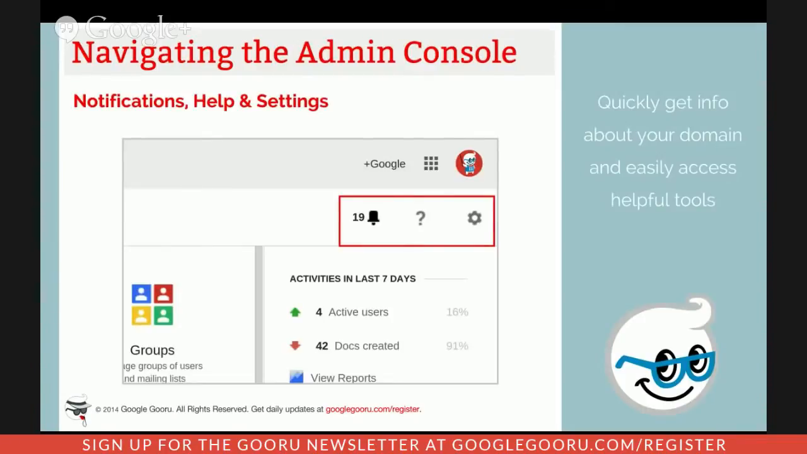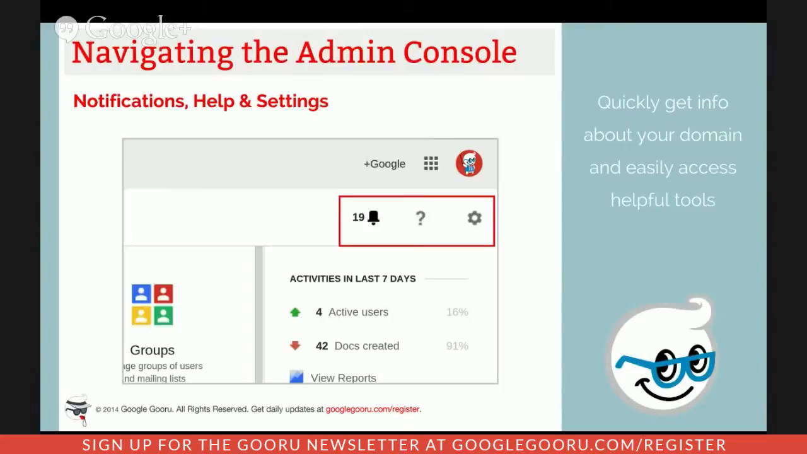Going into the admin console homepage a little bit more, on the top right-hand corner of your screen, you'll see three icons. These are notifications, help and settings. So you could probably guess that the notifications icon is the bell with the number next to it. This will give you some quick insight into important notifications for your domain, as well as new features to Google Apps, alerts coming from Google. For example, if there's an outage to Google Apps, you can find a notification there as well.